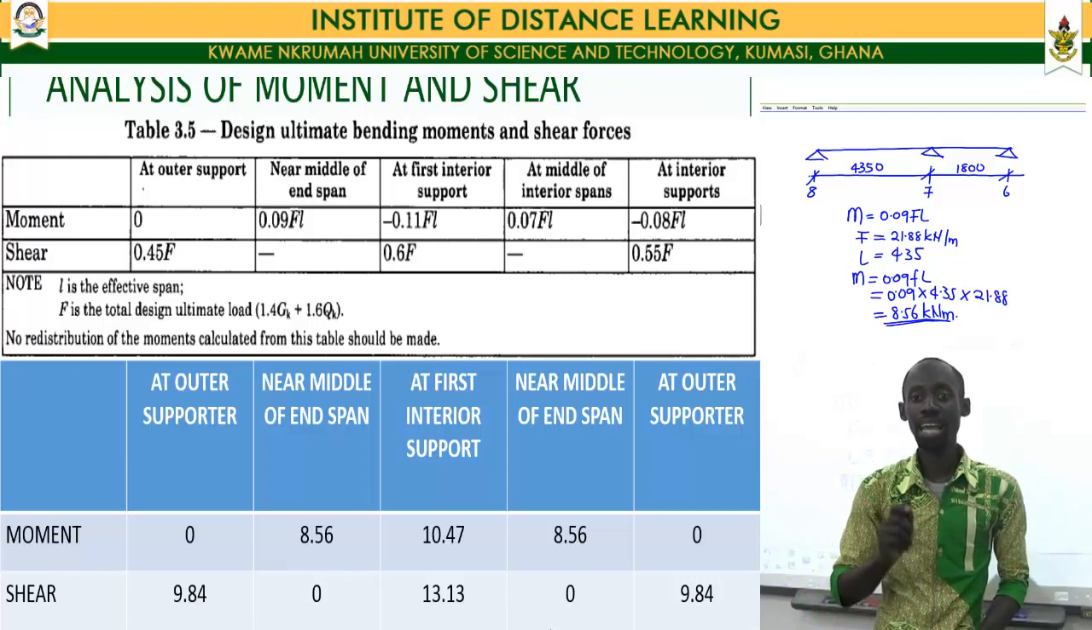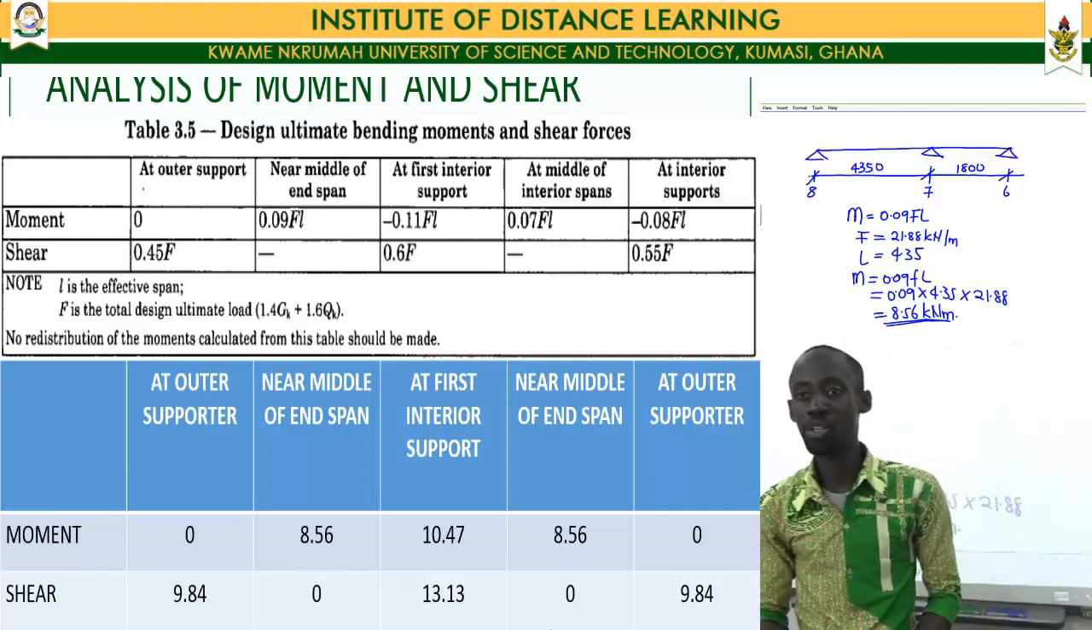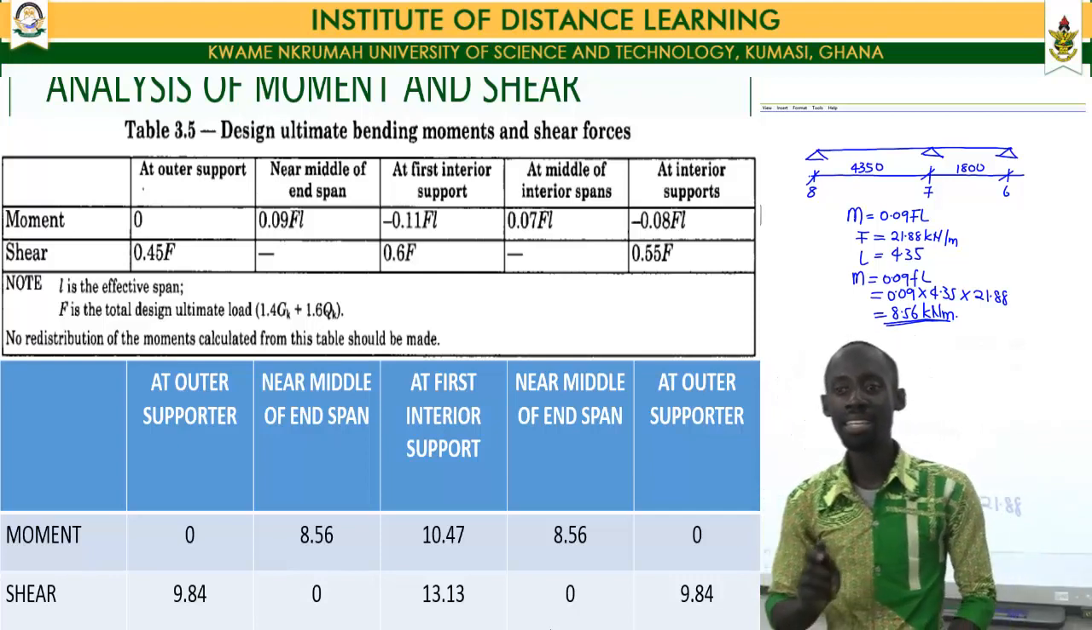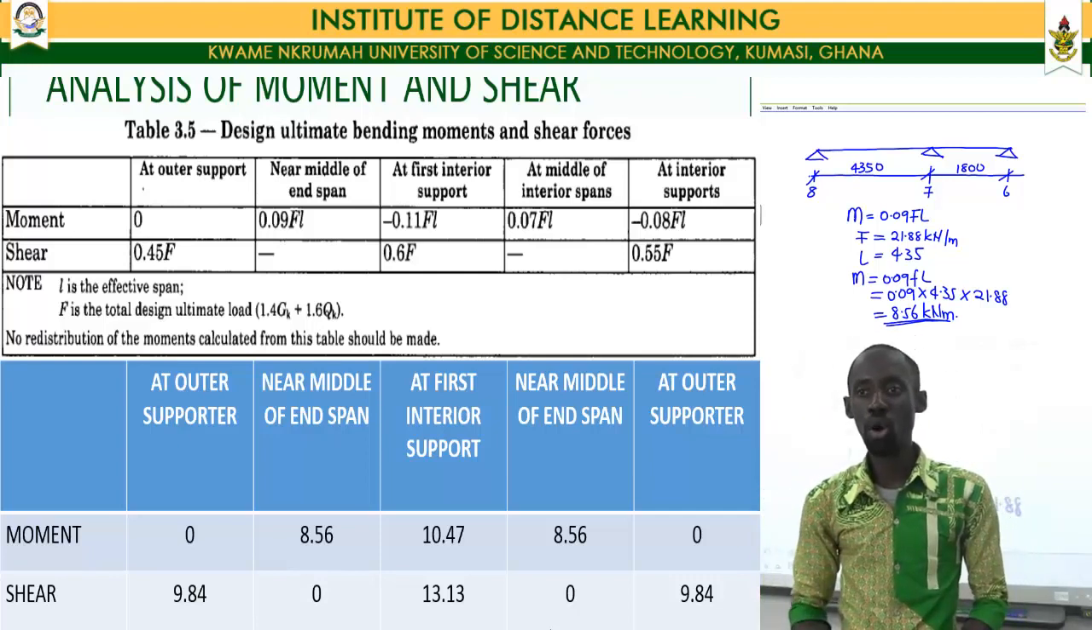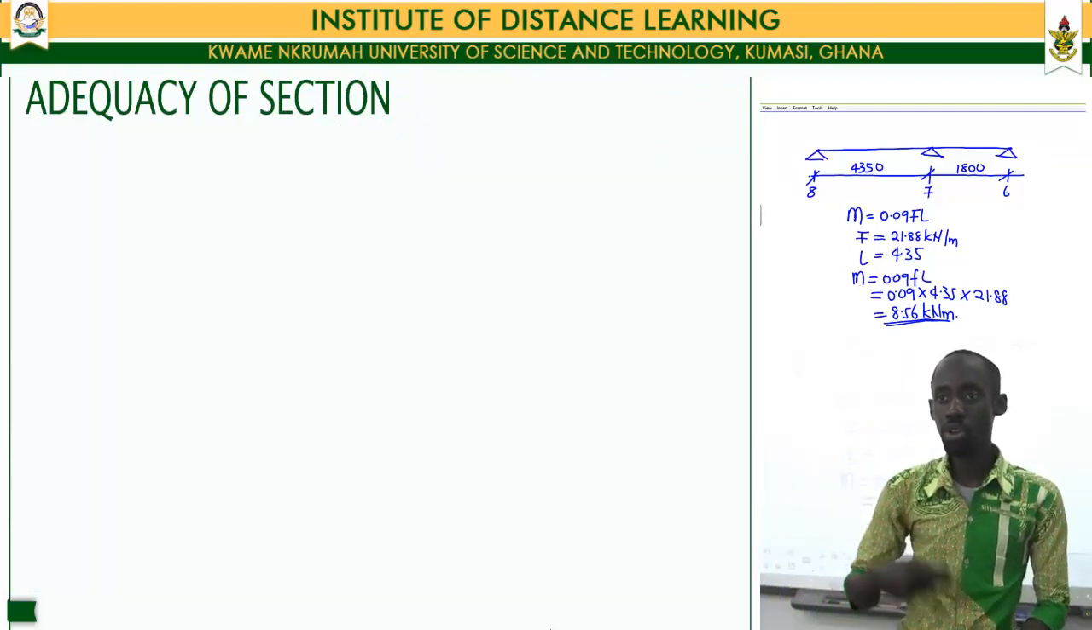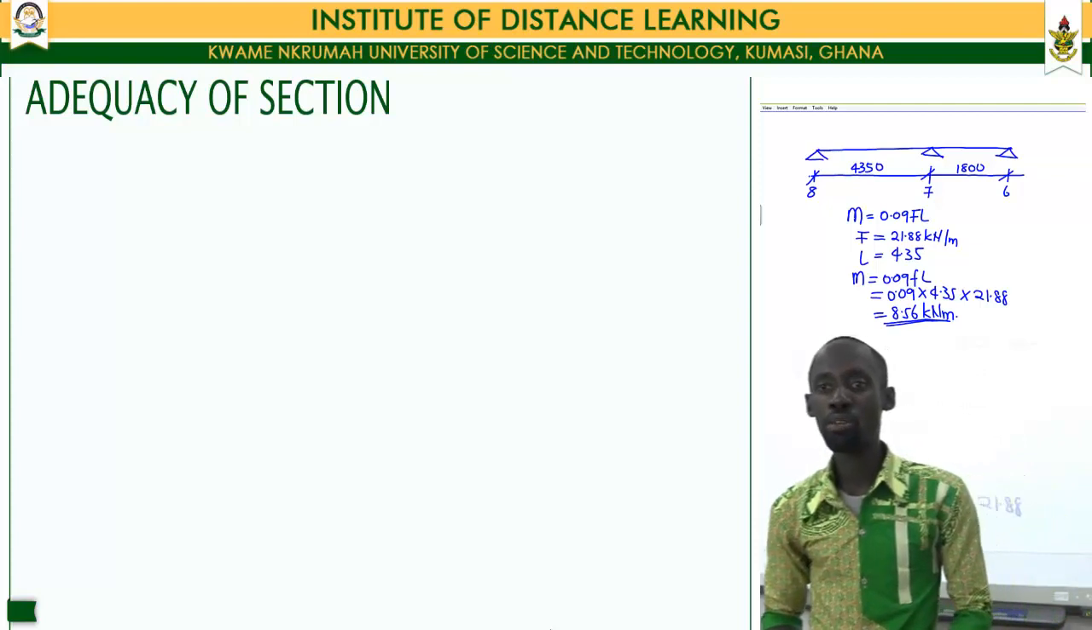So then, having determined our shears and moments in our section, we now move on to determine whether the initial dimensions we gave to our section are adequate to resist all the moment and the shear as has been calculated. So again, we revisit our adequacy of section.